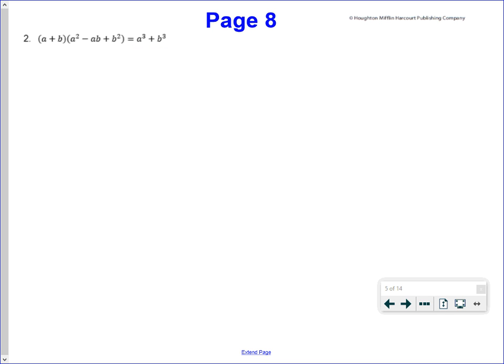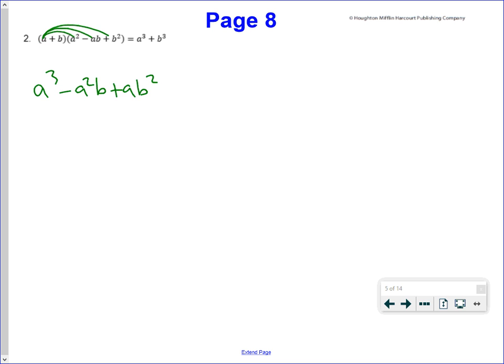Because on the left side, we have two polynomials being multiplied with each other, we can multiply them together, and we can add like terms to hopefully get a³ + b³. So let's go ahead and multiply horizontally for number 2. We're going to take that a and multiply it with every term in the other polynomial. So a times a² is a³. A times negative ab is negative a²b. And a times b² is positive ab².